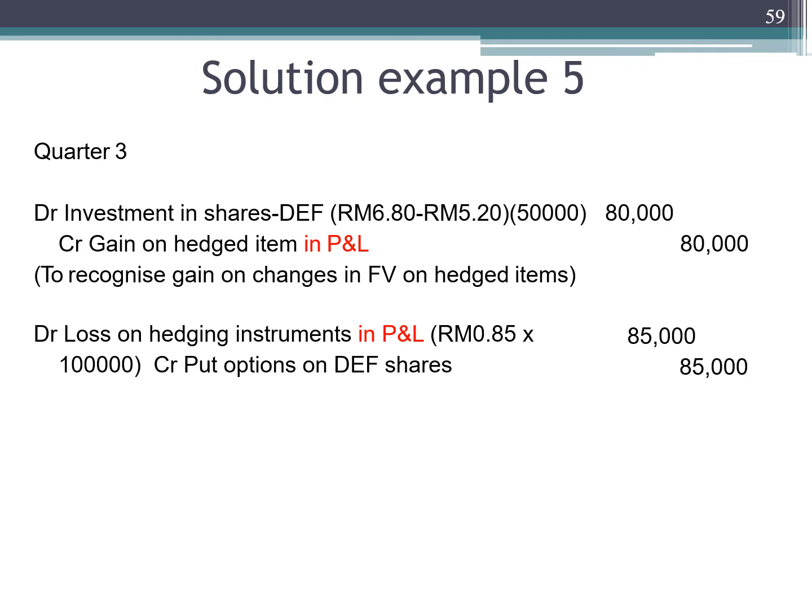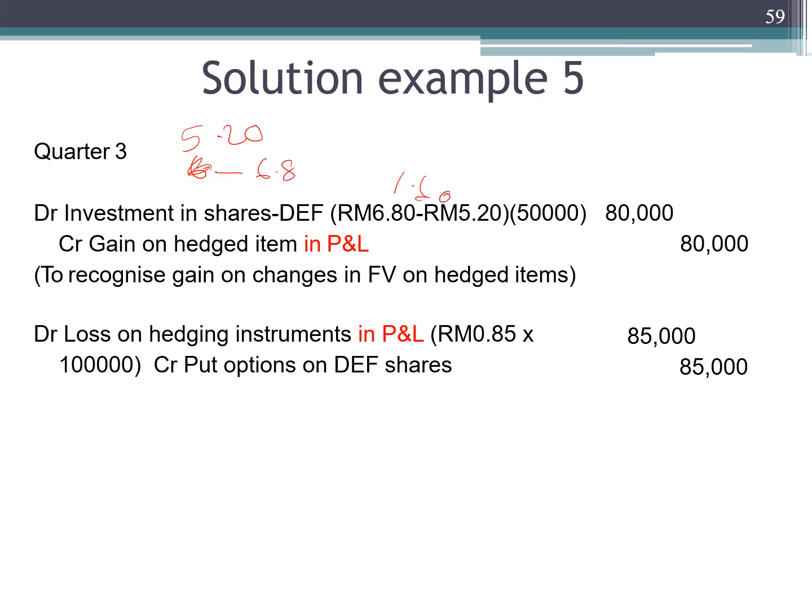For quarter 3, you're going to debit investment in the shares because now the value has increased from 5 ringgit and 20 cents to 6 ringgit and 80 cents. So you're going to debit your investments by the difference, which is 1 ringgit and 60 cents. So 1 ringgit and 60 cents times 50,000.